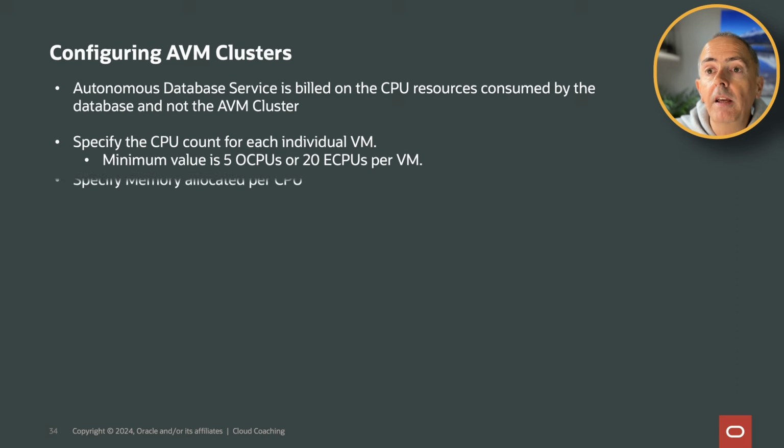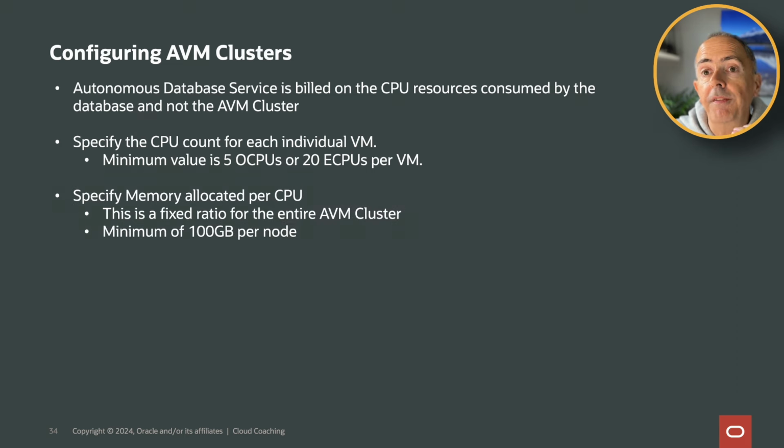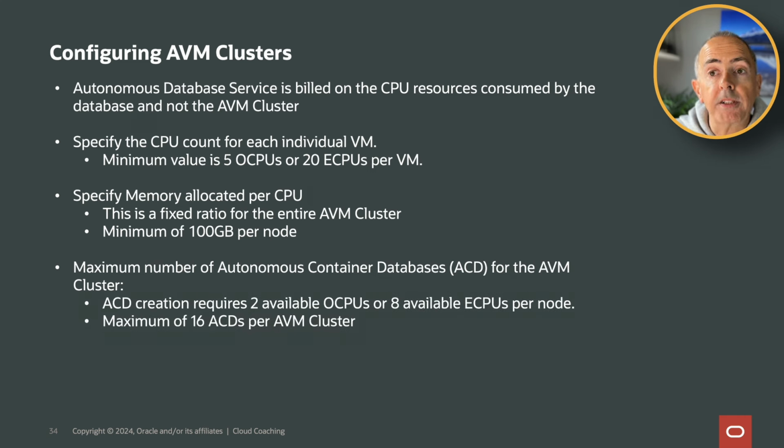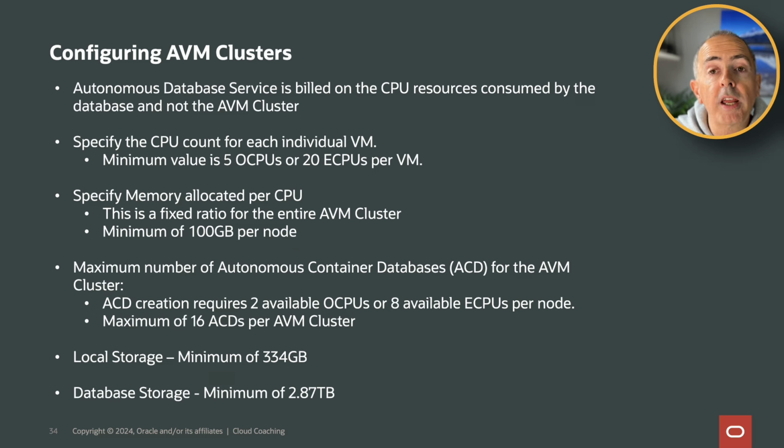Now, for memory, the important thing to remember is you specify the memory and it's a fixed ratio for the entire VM cluster. So you allocate the amount of memory per CPU, and then if you want to scale the memory, you have to scale the CPUs. Now you select the maximum number of autonomous container databases as well for each VM cluster. And the creation of the autonomous container database requires either 2 OCPUs or 8 eCPUs per node, with a maximum of 16 container databases per VM cluster. And finally, you define the amount of local storage and the database storage similar to before.